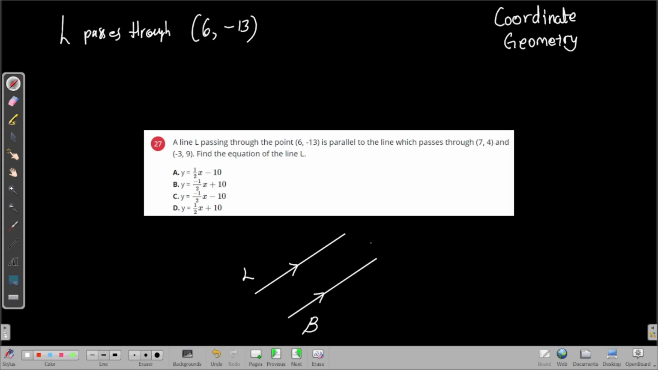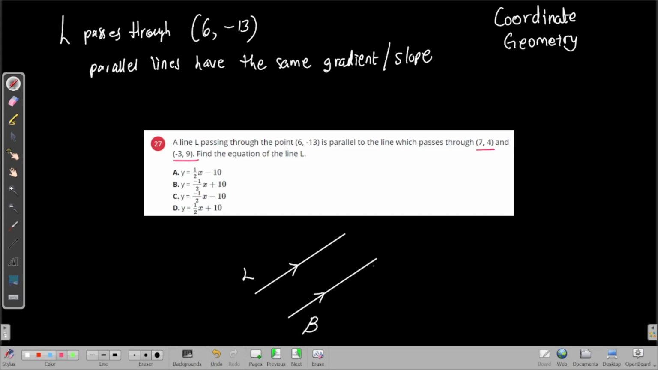But in coordinate geometry, whenever two lines are parallel, they have the same gradient. Parallel lines have the same slope. Gradient is the same thing as slope. So now L is parallel to the line that passes through this point and this point. So this line B passes through a particular point that is 7, 4, and it passes through another point that is -3, 9. Okay. Now find the equation of line L.